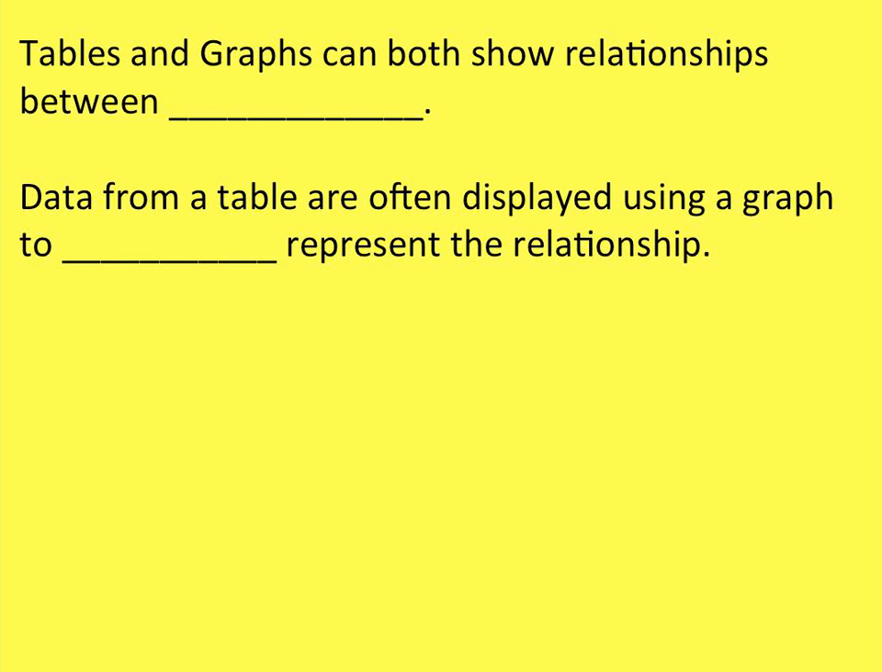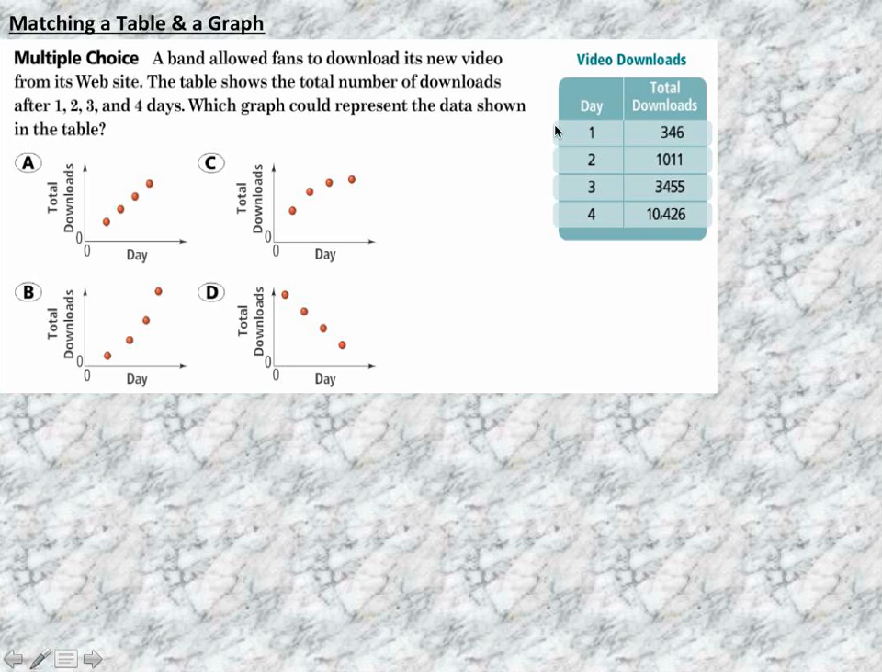Very nice. Tables and graphs can both show relationships between variables. Data from a table are often displayed using a graph to visually represent the relationship. So sometimes it's easier to see a picture of what's going on than it is to just look at a table or an equation. All right, let's take a look. A band allowed fans to download its new video from its website. The table shows the total number of downloads after 1, 2, 3, and 4 days. Which graph could represent the data shown in the table?